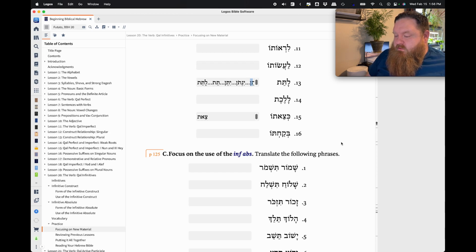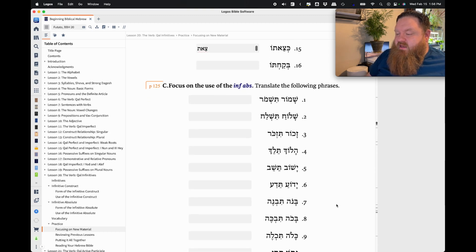All right. Section C, translate the infinitive absolute. So again, the major function of the infinitive absolute in Hebrew is it's usually going to occur in conjunction with another verb, and it's going to serve to sort of emphasize that verb, I suppose. So the key word that we get there, you could use one or the other. We usually use the word certainly or surely. It just sort of intensifies or emphasizes the verb.